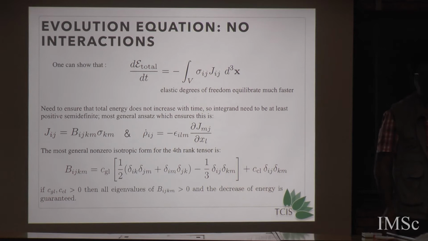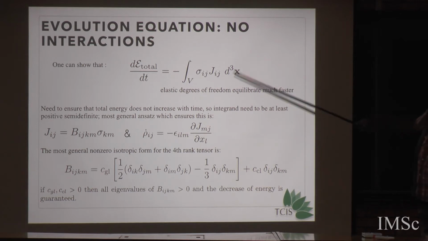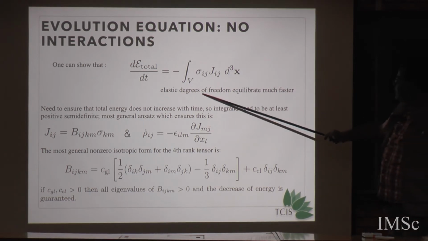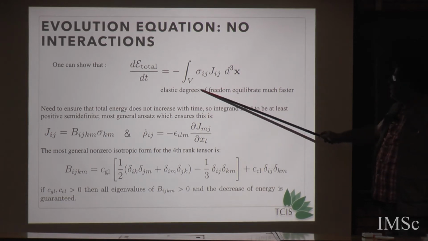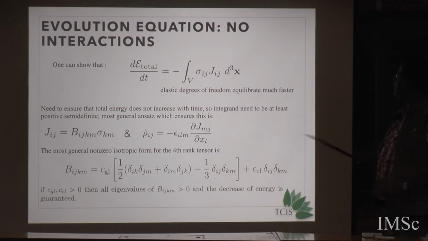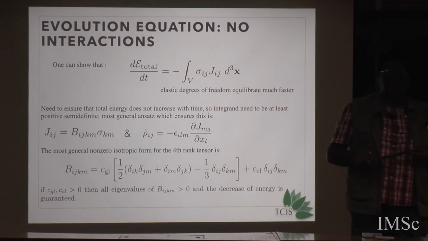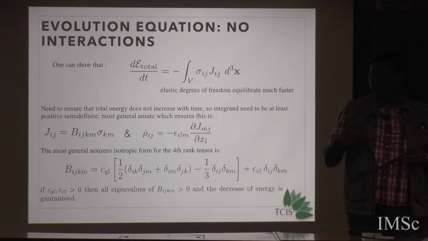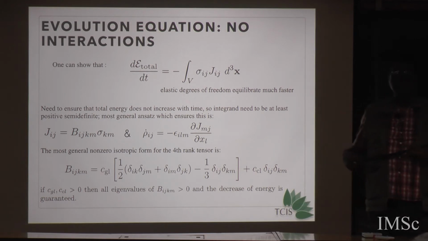You will get stuck in steady states. We'll see that in some limits things become very intuitive, and you will understand this. So, in the no interactions case, let's say the elastic degrees of freedom equilibrate much faster, because the time taken by elastic degrees of freedom to equilibrate would be of the order of the size of the system divided by the velocity of sound. So these things equilibrate much faster.